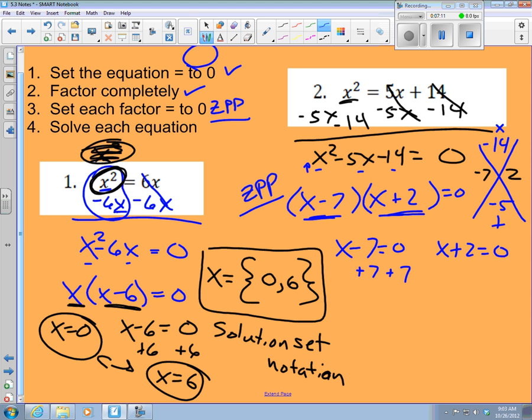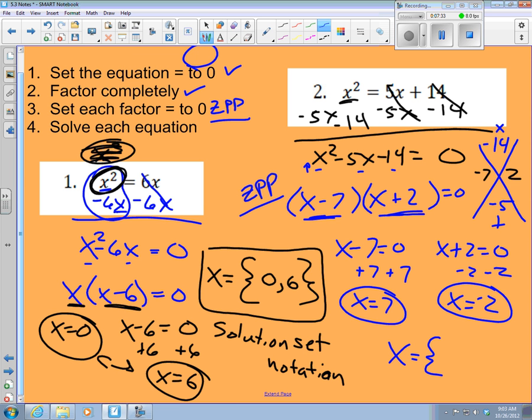Adding 7 here, I get x equals 7. Subtracting 2 here from both sides, I get x equals negative 2. So there we go. We're done. Our solutions are 7 and negative 2. If you put it in solution set notation, it's got to be braces, not parentheses. If it's parentheses, they're just ordered pairs that you're graphing. So use the braces 7 comma negative 2 and finish it off with another brace. I don't care. You can write your answer like this, or you can put it in solution set notation.